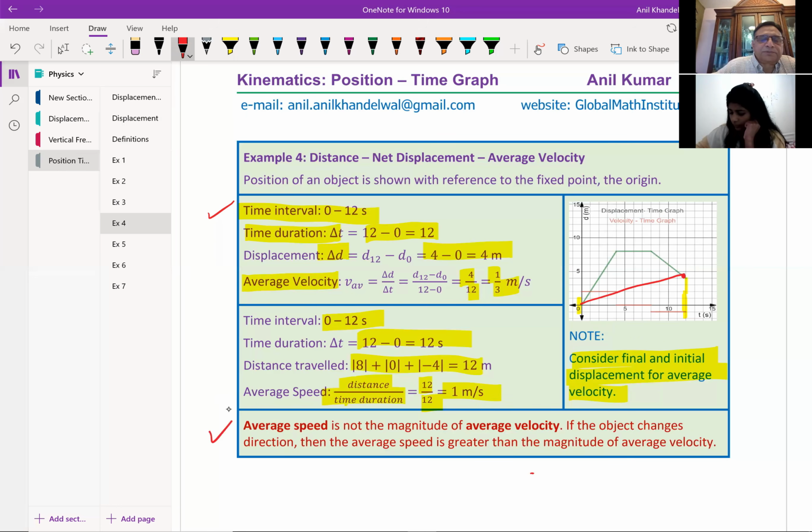Now, can you please read this part? Average speed is not the magnitude of average velocity. If the object changes direction, then the average speed is greater than the magnitude of average velocity. Very important. This could be in a test, right? A very simple statement, but many times students get confused over this.